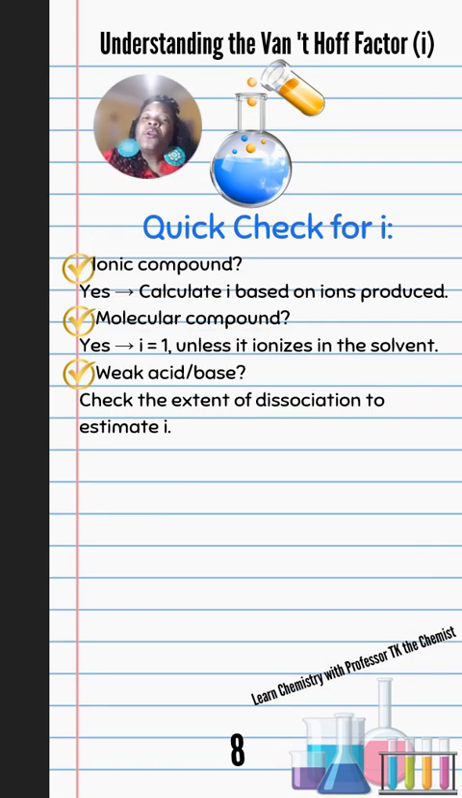Now, to do a quick check for Van't Hoff factor, if it's an ionic compound, then yes, you will calculate the i based on the ions produced. If it is a molecular compound, then the i is equal to 1, unless it ionizes in the solvent. And finally, if it's a weak acid or a weak base, you're going to check the extent to which the dissociation occurs and estimate it for that particular case.